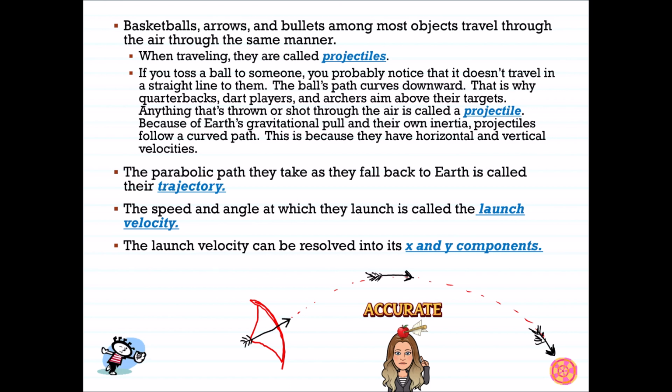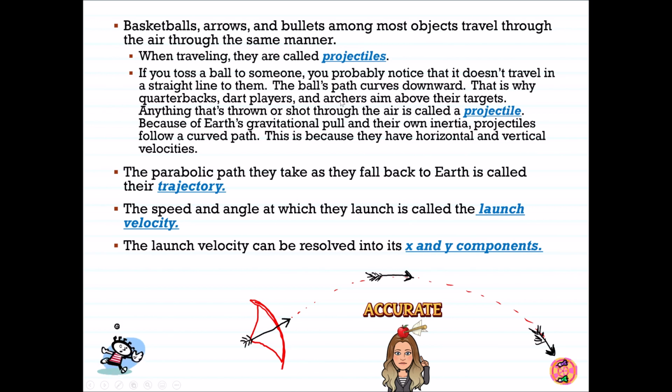Basketballs, arrows, and bullets are among some objects that travel through the air in the same manner. When they're traveling through the air with the only force applied to them being gravity, they are called projectiles. If you toss a ball to someone, you probably notice that it doesn't travel in a straight line. The ball's path curves downward. This is why quarterbacks, dart players, and archers aim above their targets.